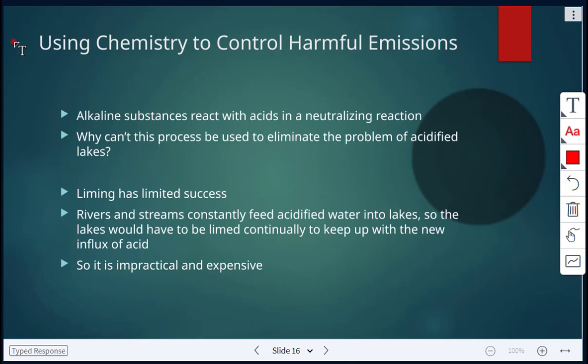So using chemistry to control harmful emissions, alkaline substances react with acids in a neutralizing reaction. We talked a little bit about liming. It has limited success. Rivers and streams are constantly feeding acidified water into the lakes. So then the lakes would have to be limed continuously to keep up with the new influx of acid. So it's impractical. It's also expensive.